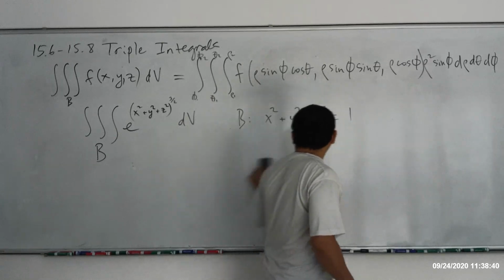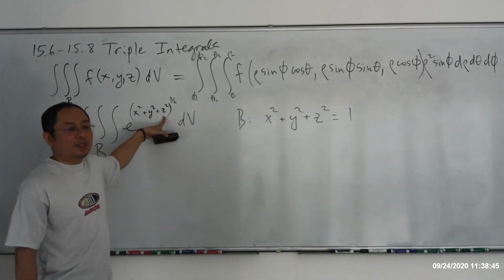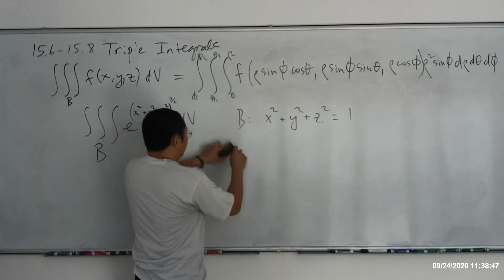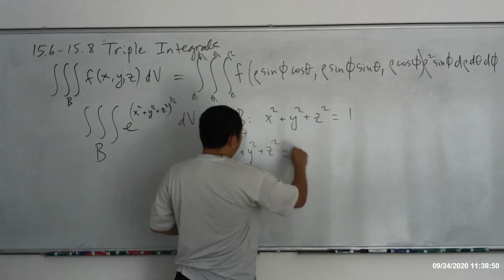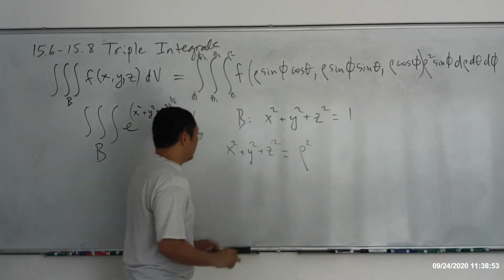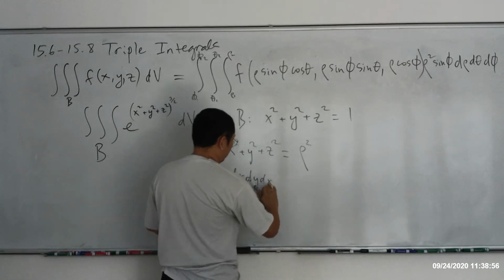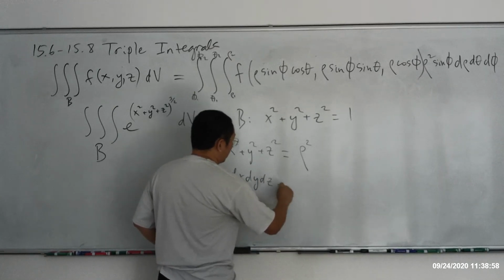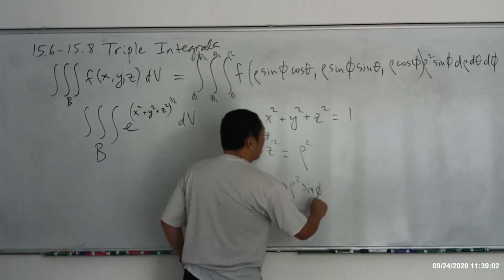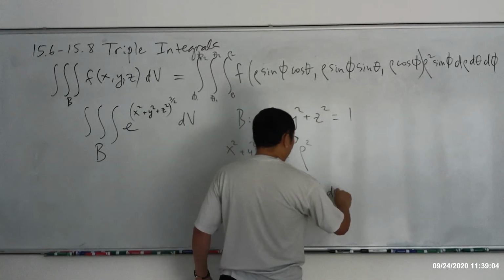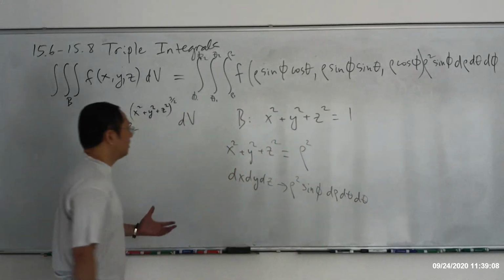What do we know about spherical? I know that x squared plus y squared plus z squared is just rho squared. And I know that dx, dy, dz will change. We change to what? Rho squared sine phi, and then d rho, d theta, d phi, and the limits are all constant for the ball.